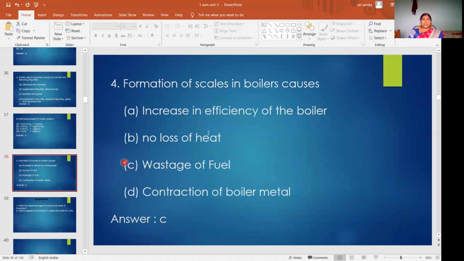Next, formation of scales in boilers causes what? If scales are formed in boilers, what is happening? The options are increase in efficiency of the boiler, no loss of heat, wastage of fuel, contraction of the boiler metal. The answer is C, wastage of fuel. Unequal heating will be taking place there, and more fuel is required. So wastage of fuel takes place if scales are formed in boilers.